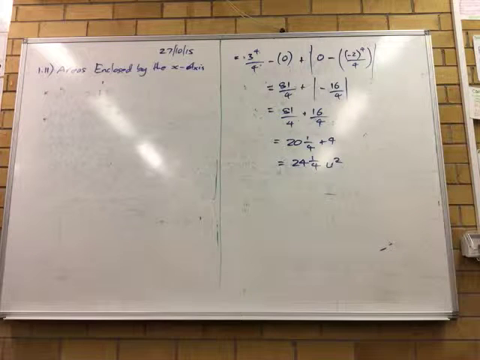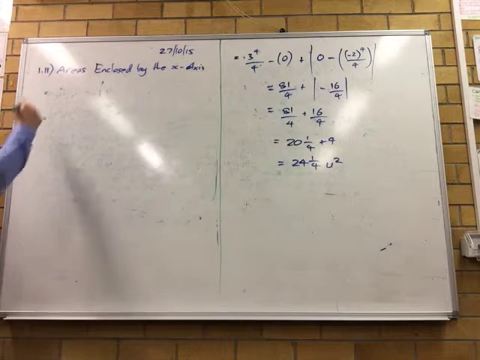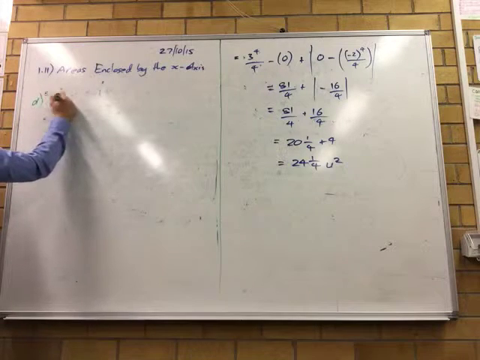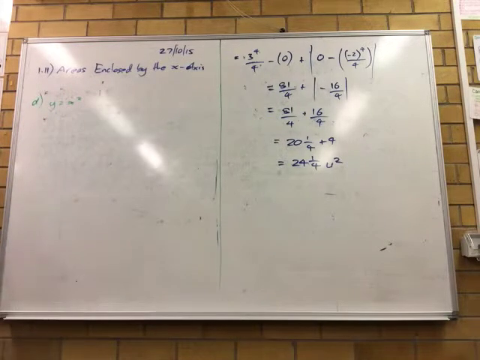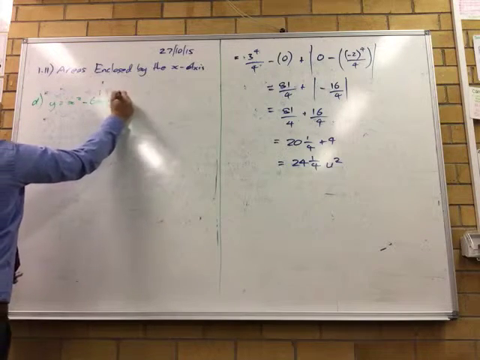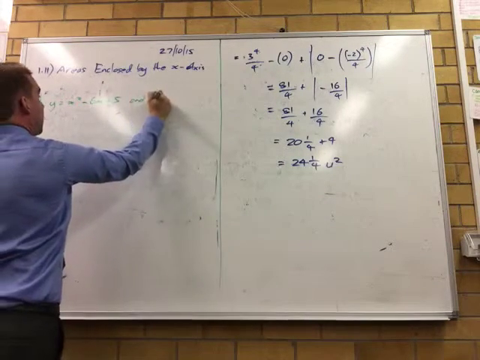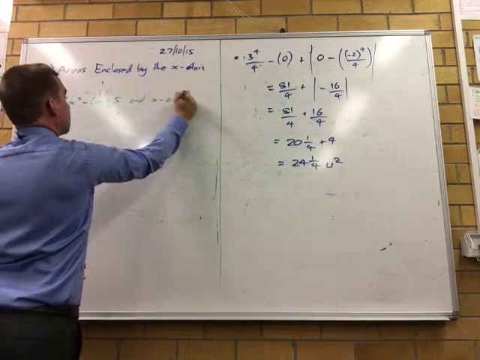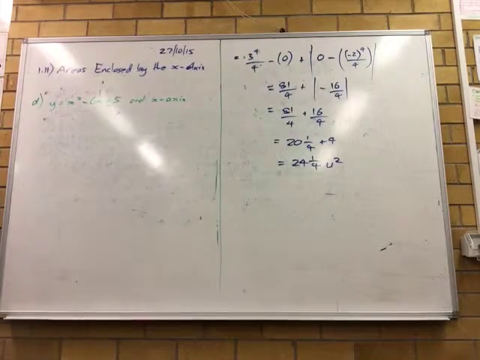Find the area enclosed by the curve y equals x squared take away 6x plus 5 and the x-axis. So this is where the skills that have been taught in functions and graphs are applied so that you can do integration.